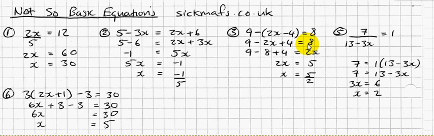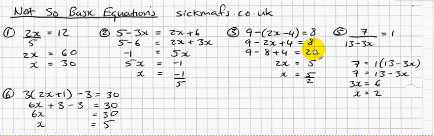So I'm going to move the minus 2x onto this side, so it makes it plus 2x, and move that 8 to this side, which makes it a minus 8. So I've got 9, I've got the minus 8, and I've got the 4. Stick them together, that makes 5.